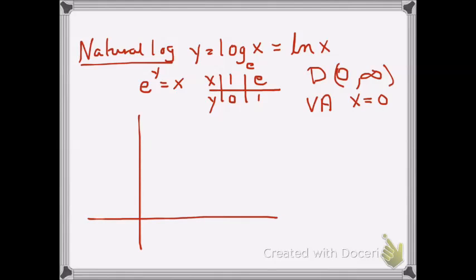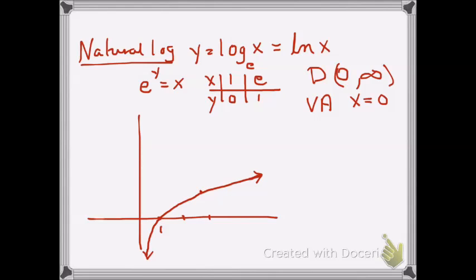We go over to 1, and then over to e, which is approximately 2.7, and up to 1. So we have the graph of the natural log of x. It goes up a little more rapidly than the common log does.